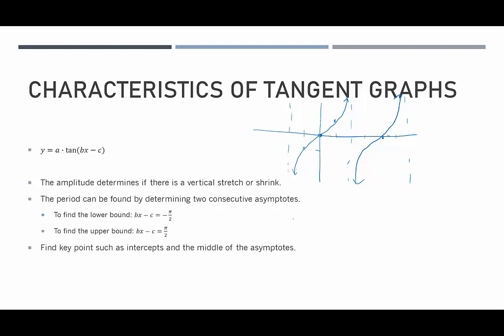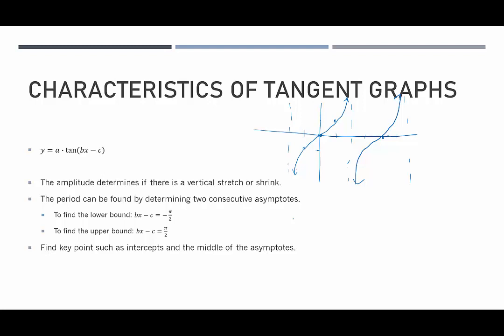Okay, when we're graphing transformed tangent graphs, there's a few things we look for. One is we might see a change in amplitude. That's looking at the absolute value of A, and that determines if there's a stretch or a shrink. But more important is figuring out where the periods are. So the period might change if there's a value for B or a value for C or both.